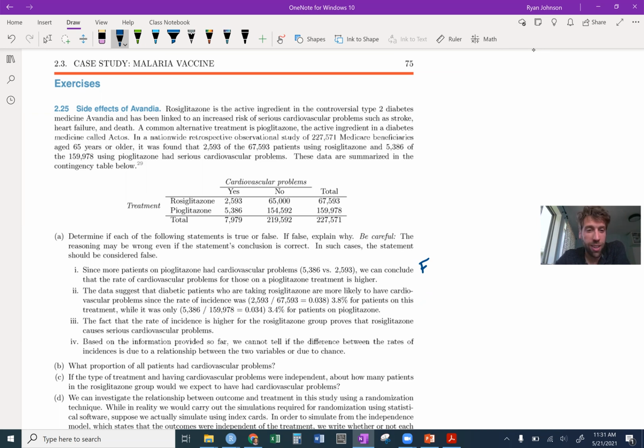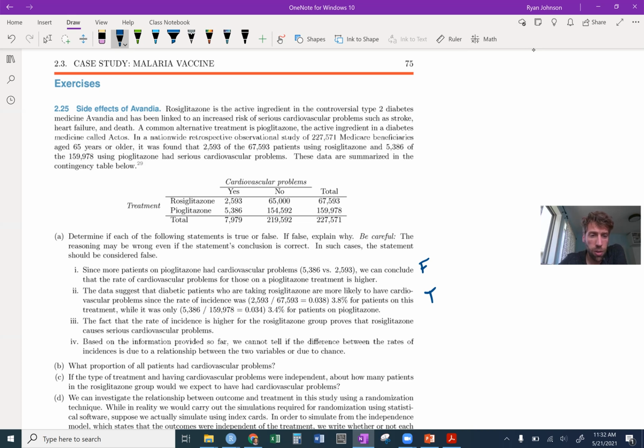So I'm not going to write that down. I just said it. All right. So the data suggests that the diabetic patients who are taking rosiglitazone are more likely to have a cardiovascular problem, since the rate of incidence for patients on this treatment is higher, though the ratio of incidence is just barely above the other one. Because the data suggests it, we'll put it as true, even though it could be a very small change.